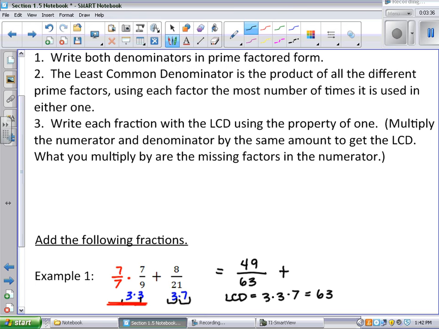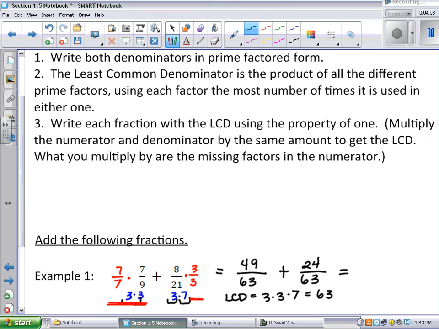Plus, now I'm going to look at that second fraction. What is it missing? It has one 3 and one 7. It's missing that second factor of 3. So I need to multiply the fraction by 3 over 3. 8 times 3 is 24. 21 times 3 is 63. And now when I look, I do have common denominators of 63. So I can proceed to adding my fractions.